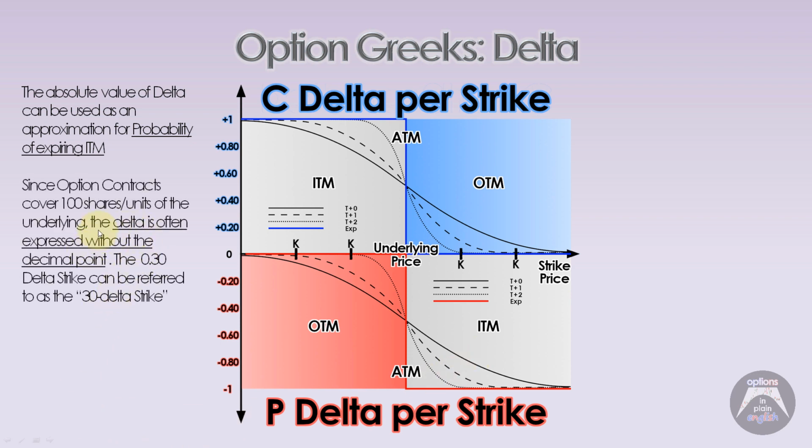This is what I was mentioning. Since option contracts cover 100 shares or units of the underlying, the delta is often expressed without the decimal point. The 0.30 delta strike can be referred to as the 30 delta strike.